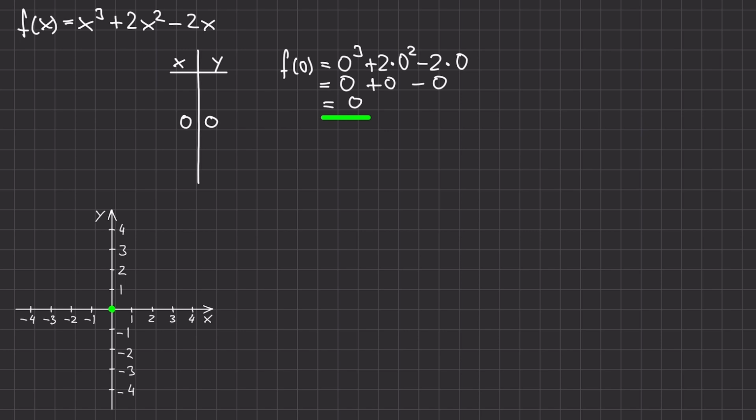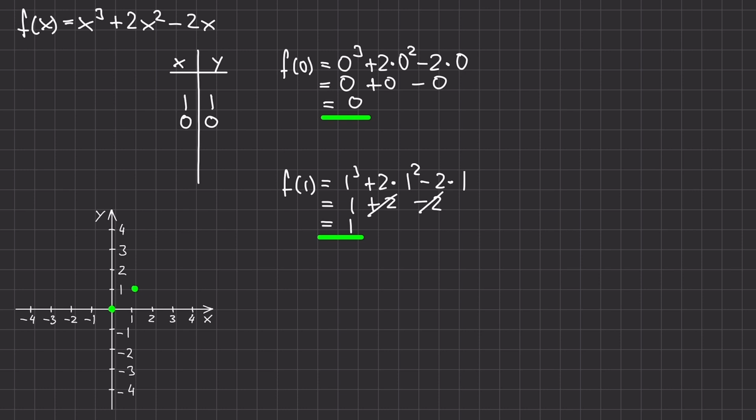Let's try 1 for x. F of 1 equals 1 cubed plus 2 times 1 squared minus 2 times 1. 1 cubed is 1, 1 squared is 1, times 2 is 2, and negative 2 times 1 is negative 2. 2 and negative 2 cancel each other out, so what's left over is 1. So (1, 1) is also a point on the graph.